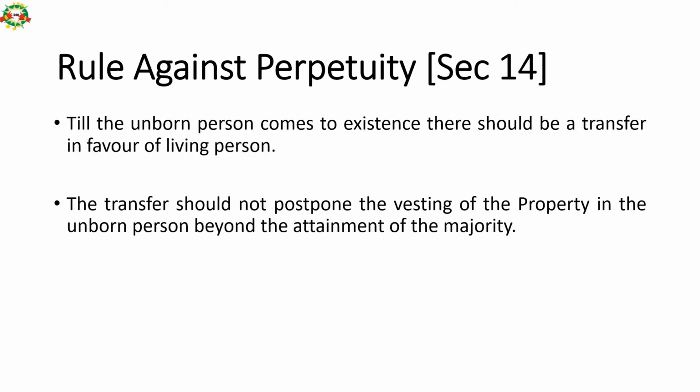Rule against perpetuity, Section 14. Till the unborn person comes into existence, there should be a transfer in favor of a living person. The transfer should not postpone the vesting of property in the unborn person beyond attainment of his majority.